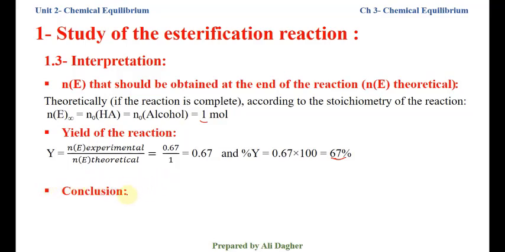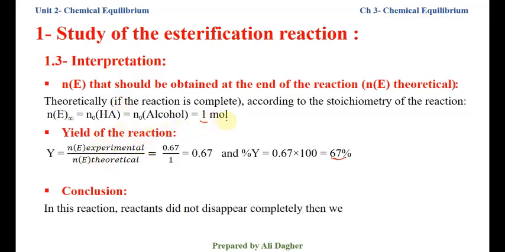Conclusion: in this reaction, the reactants did not disappear completely. The number of moles of acid and the number of moles of alcohol left at the end equal 0.33 mole, then the acid and the alcohol, which are limiting reactants, did not disappear completely. Then we can conclude that this reaction, the esterification reaction, is not complete. This is the end of part 1, esterification reaction.